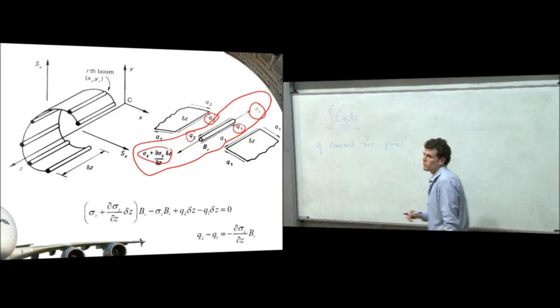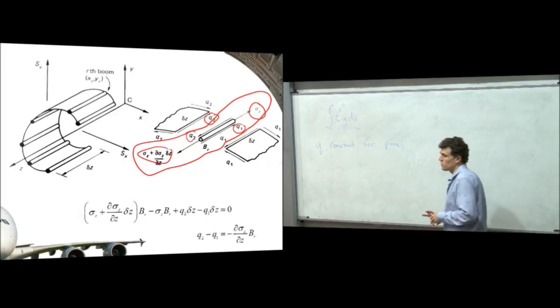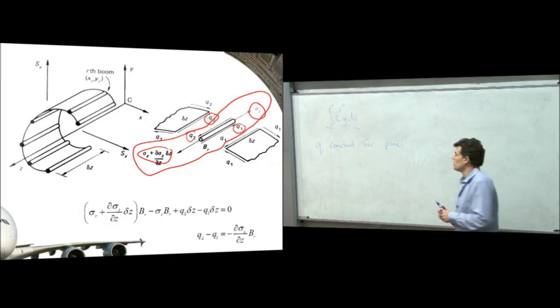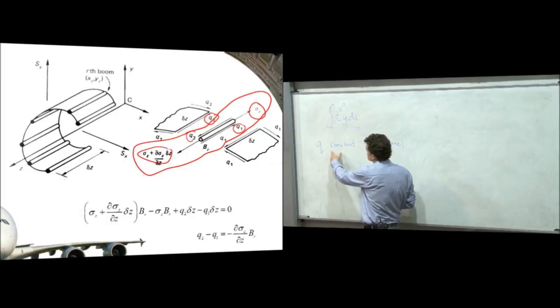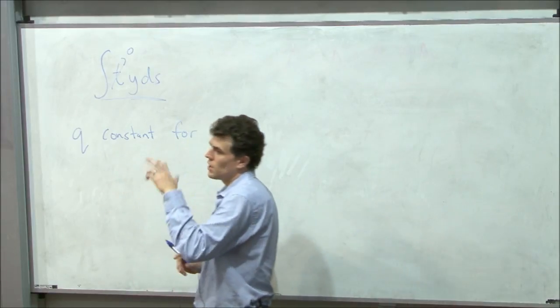So now instead of having to integrate to work out what the shear flow is at any point, all we're doing is a series of sums to work out what the shear flow is in each panel.